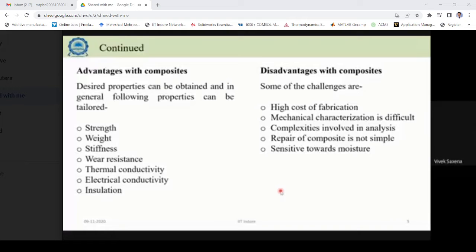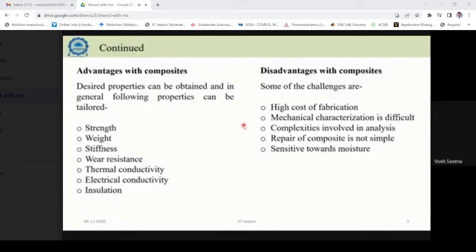Now, why are these materials heavily used? Because they offer some distinct benefits over the conventional material that we cannot get, like strength, weight, stiffness, wear resistance, thermal conductivity. And one of the best things about composites is that they offer flexibility. Like, I can design a new material such that I'll be able to get my desired strength, my desired weight, a particular amount of thermal conductivity that I want as per my applications. So they offer a very high flexibility, and the properties can be tailored as I want.